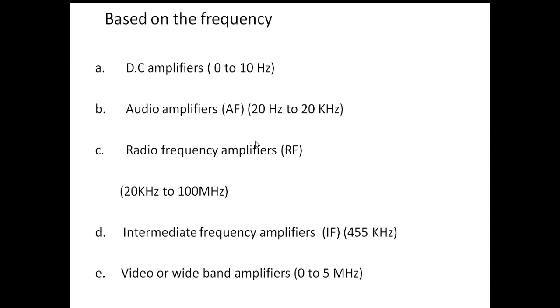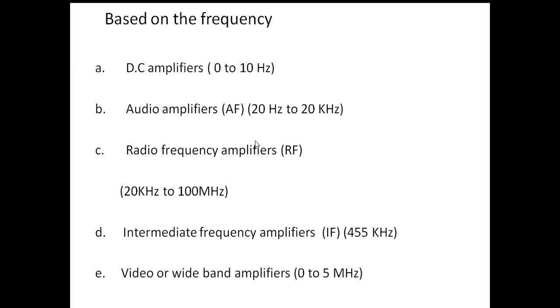More than this, that is the intermediate frequency amplifier, IF amplifiers, that is 455 kilohertz around, plus or minus 1 or 2 kilohertz. That is 455 kilohertz, that comes under intermediate frequency amplifiers.